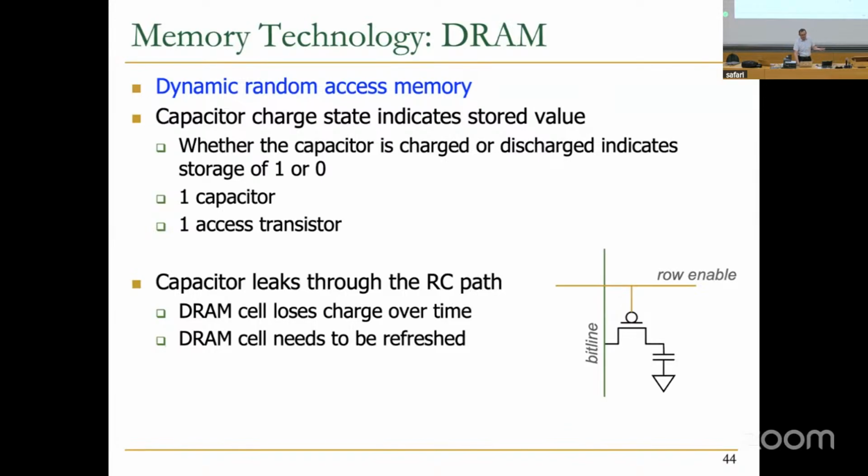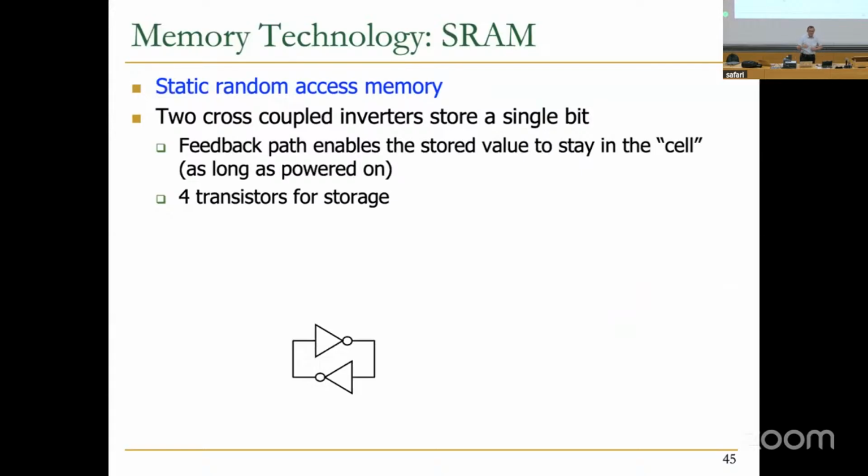Okay, a memory that doesn't have this problem is SRAM. SRAM is static random access memory, and you've seen this before also. Now we have 2 cross-coupled inverters that store a single bit. This feedback path enables the stored value to stay in the cell as long as it's powered on. Both of these are volatile memory technologies. For these to keep the data, they need to be powered on. Once you lose the power, you will lose all the data in DRAM and SRAM.